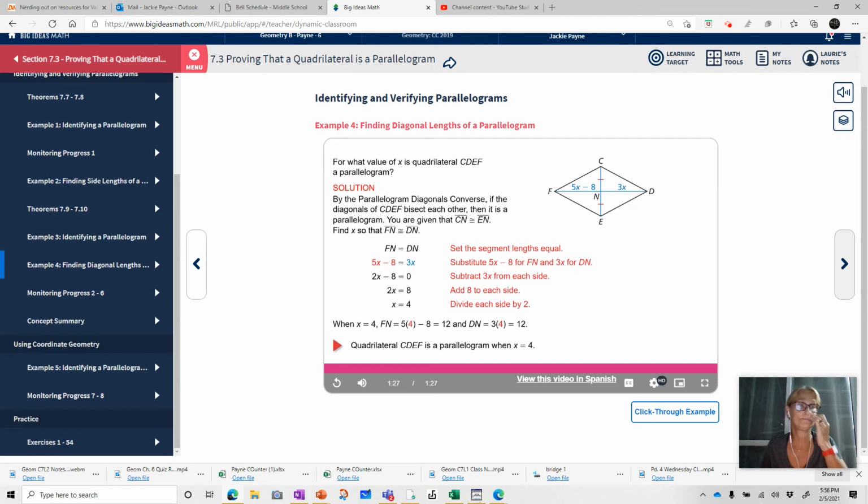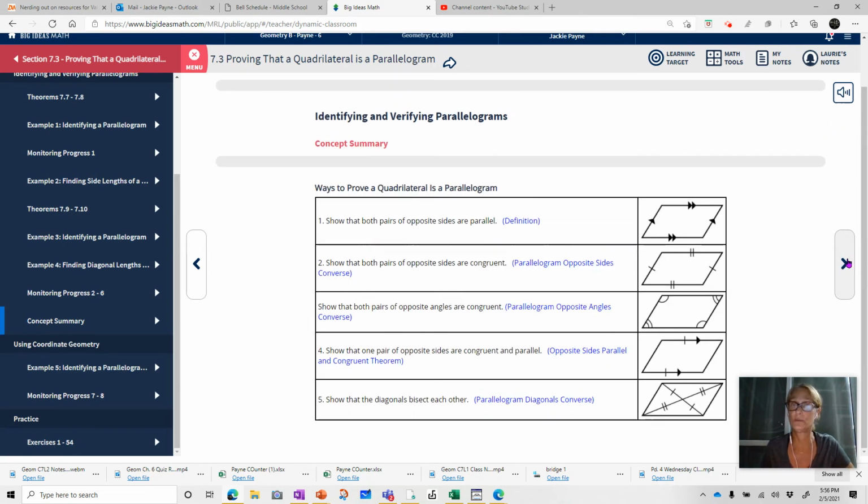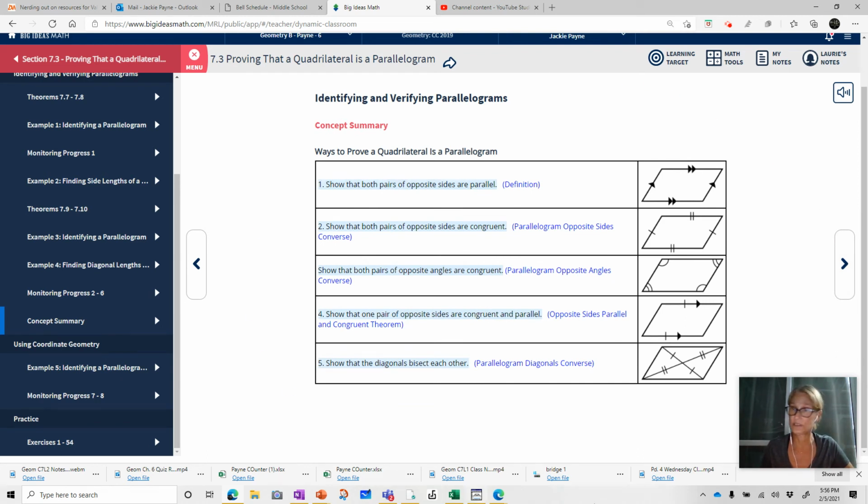Okay, so we're going to go on to the coordinate proof part, and here's where we started again, the concept summary. So if I ask you to prove that a quadrilateral is a parallelogram, these are all the different ways you can do it. You've got 5 different ways now. The definition, and then those 4 theorems. So we will be doing more proofs. I know you're excited about that.